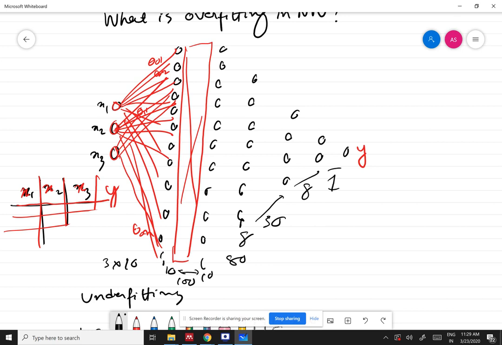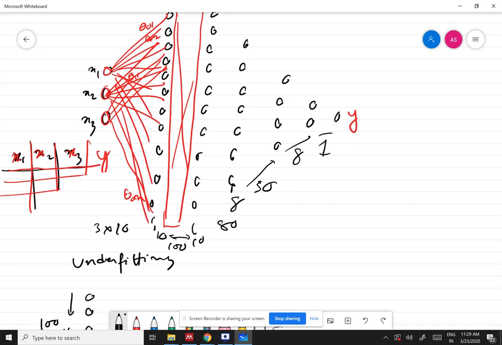So you can see how many theta values have to be trained in order for us to get from the inputs x1, x2, x3 to the output y. Now, to train so many parameters, this is of the order of 30, 100, so about 200 to 300 values are there.